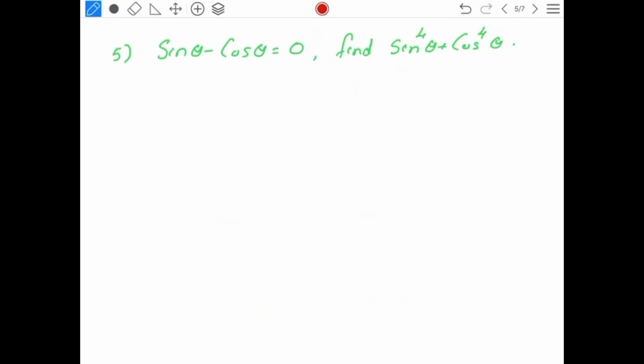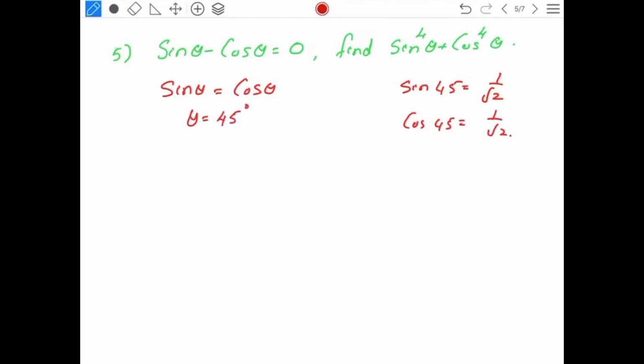Now here it is given sin theta minus cos theta equal to 0. So we can write sin theta equal to cos theta. So we know sin 45 is equal to 1 by root 2 and cos 45 is also equal to 1 by root 2. So theta is equal to 45 degrees.